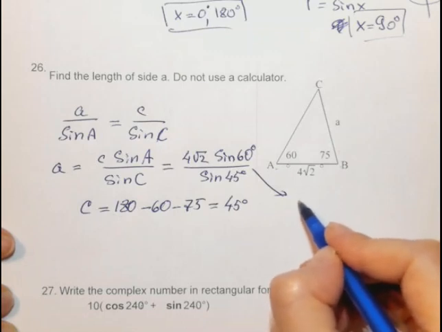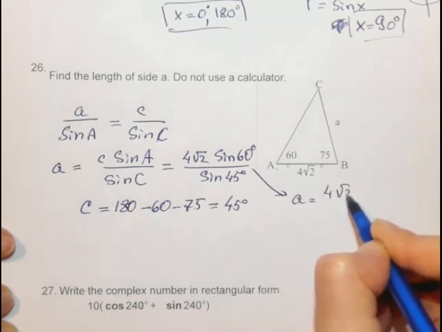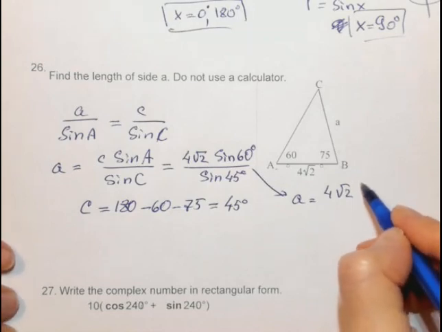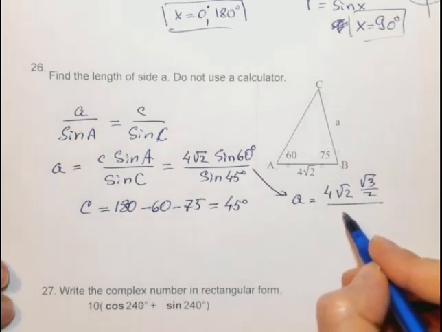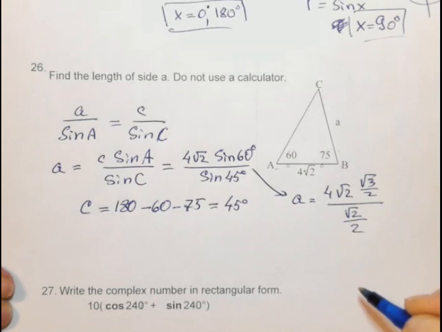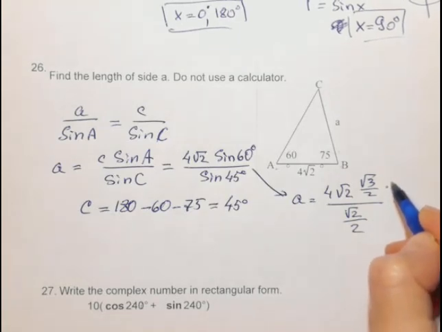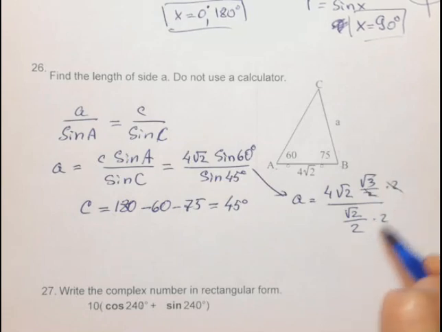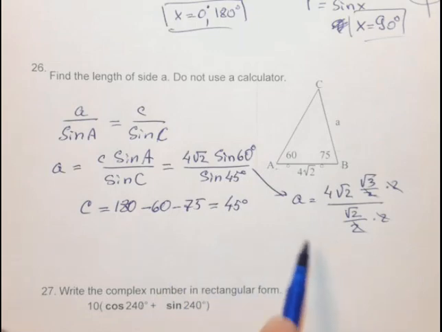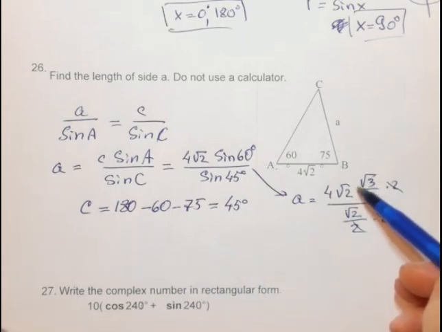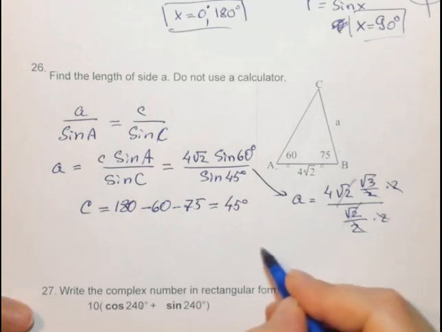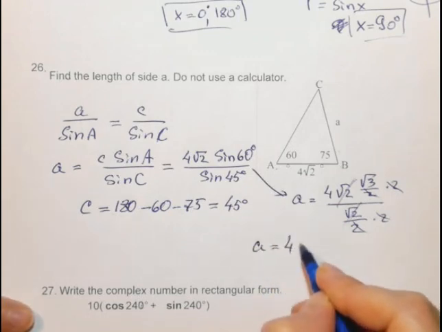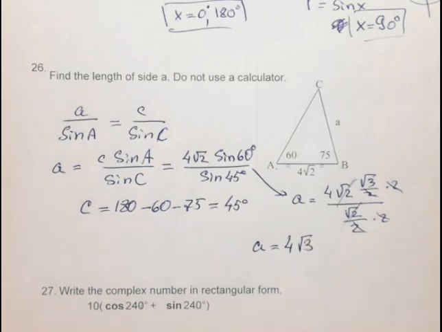Let us continue here. So A equals 4 square root of 2 times sine of 60, which is square root of 3 over 2, divided by sine of 45, square root of 2 over 2. Let us multiply by 2, numerator and denominator, to remove these fractions. Then we can divide by square root of 2, numerator and denominator, to remove these square roots. Then we get that A equals 4 square root of 3.